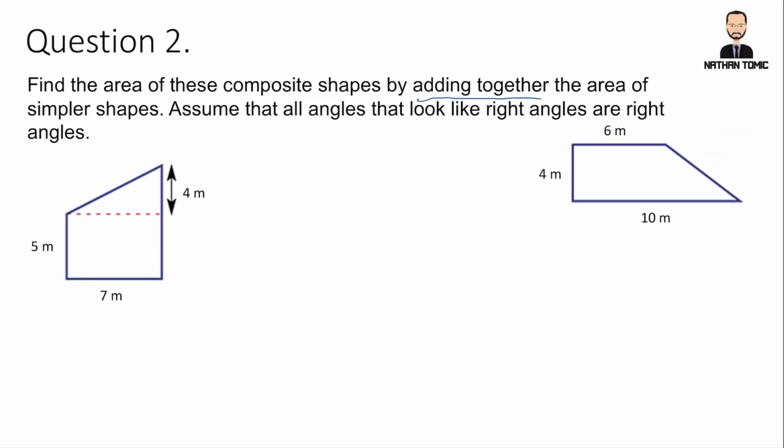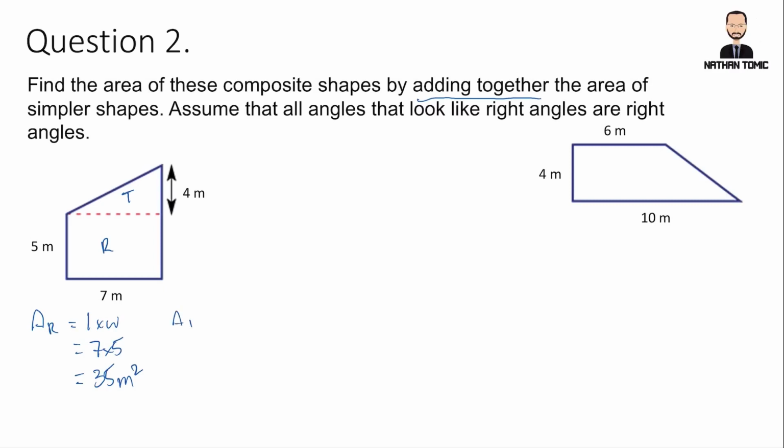So the first one over here, we can see then we have a rectangle, it looks like, and we have a triangle here. So let's work out the area of the rectangle first. So again, you can see I'm labeling everything. So area of the rectangle is length times width, which in this case is going to be 7 times 5, which is 35 meters squared.